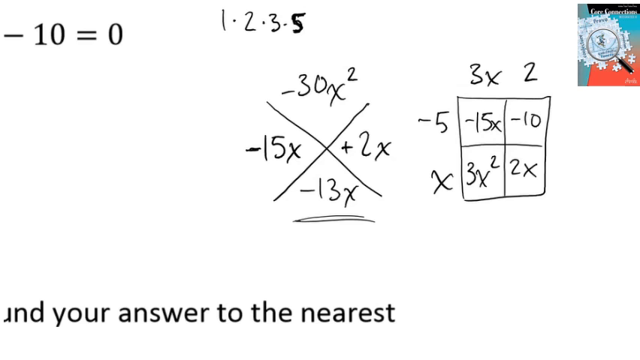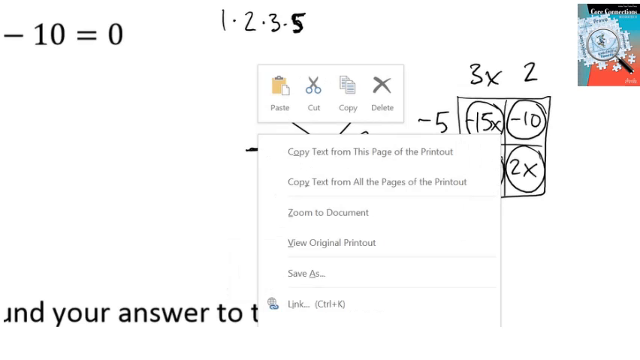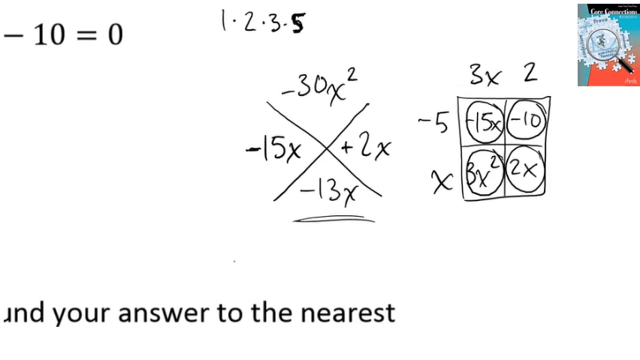And at this point, again, I pause to just double check. 2 times x is the 2x. 2 times negative 5 is negative 10. 3x times negative 5 is negative 15x. And 3x times x is 3x squared. So this is the factored form. And the factored form is 3x plus 2 times x minus 5.